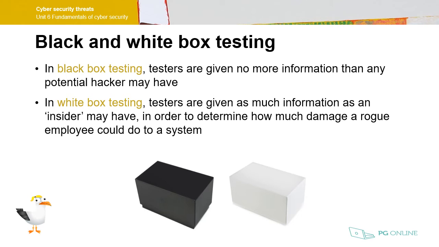Whereas in white box testing, testers are given as much information as an employee, i.e. an insider, might have, because a rogue employee is just as much of a risk as a hacker. When I say a rogue employee, that could be somebody who's maybe disgruntled, they're not happy in their role, they feel that they've been hard done to, and they have some malicious intent to try to get back at their employers.